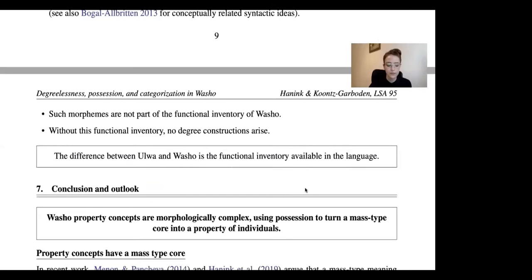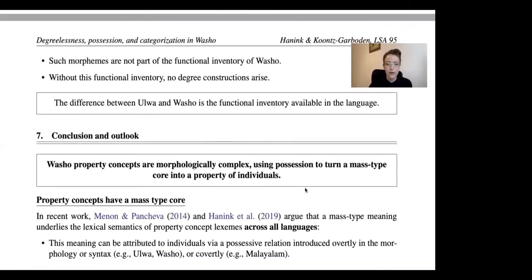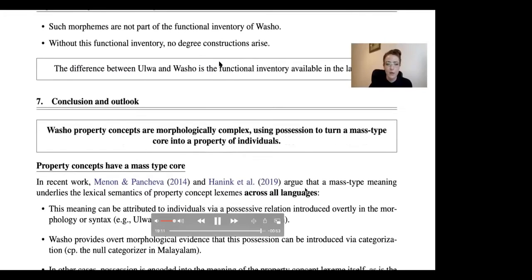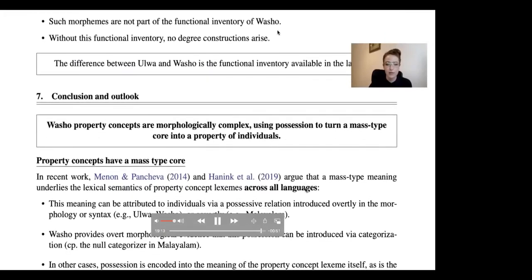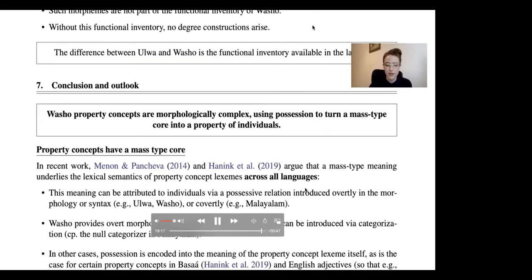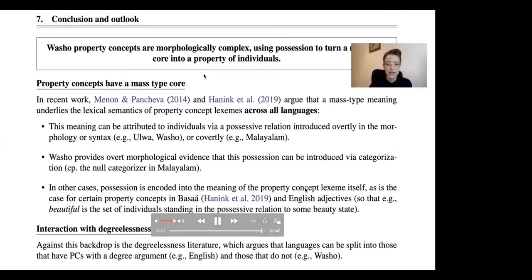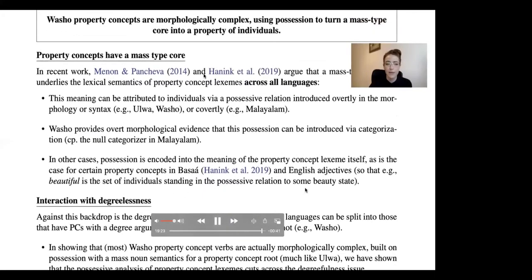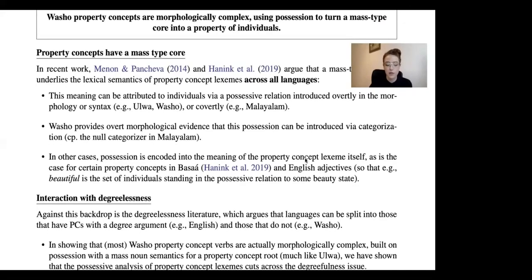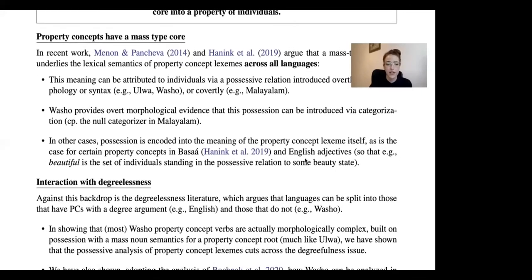All right, so now to wrap up briefly, our main argument today has been that Washoe property concepts are morphologically complex, using possession to turn a mass type core into a property of individuals. And there are some larger points we want to touch upon here. The first is the idea that property concepts have a mass type core across languages, and they require some type of possessive semantics in order to make them good predicates of individuals. Now, Washoe counts as an extra case of a language that uses the strategy.